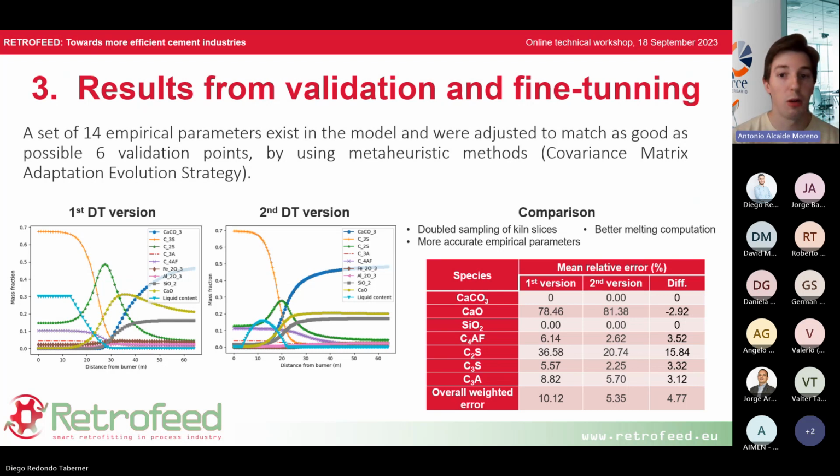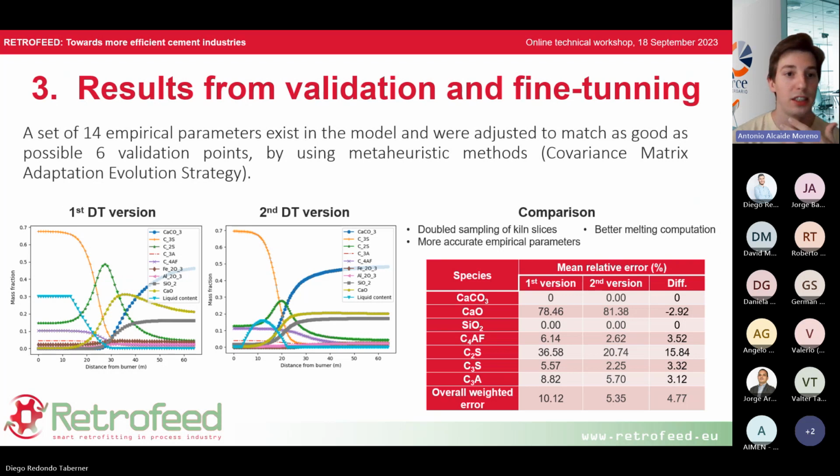On the left side, we can see a comparison between the first digital twin version, in which these empirical parameters were not very well optimized. And in the right side, we can see the second version of this digital twin with an increase in the accuracy of the results we obtain. We can see from the right to the left side the conversion of the raw materials composition to the clinker composition. What we have done to validate this is obtain the last point of these curves, the one at the left side, and compare it with experimental results from the demo site.